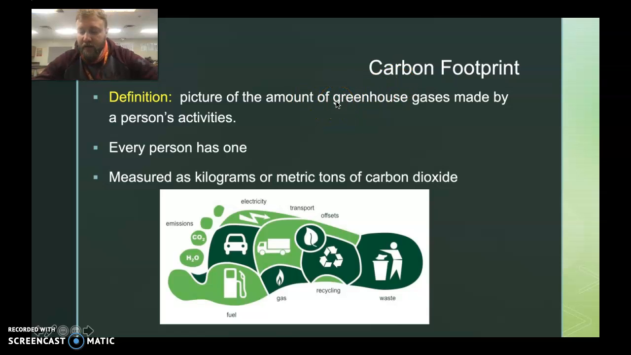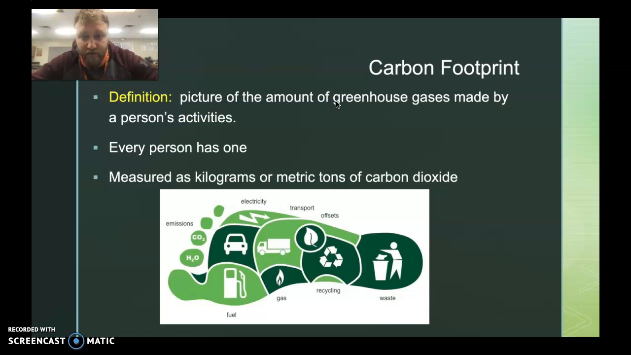So whenever we talk about fossil fuels and burning them, we also have to talk about our carbon footprint. Our carbon footprint is the amount of greenhouse gases made by your activities. This could include how much electricity you use at your house, because believe it or not, our electricity is generally produced using coal. Within a coal generator, it generates the electricity but uses the coal as the energy. So that's definitely going to leave a carbon footprint.